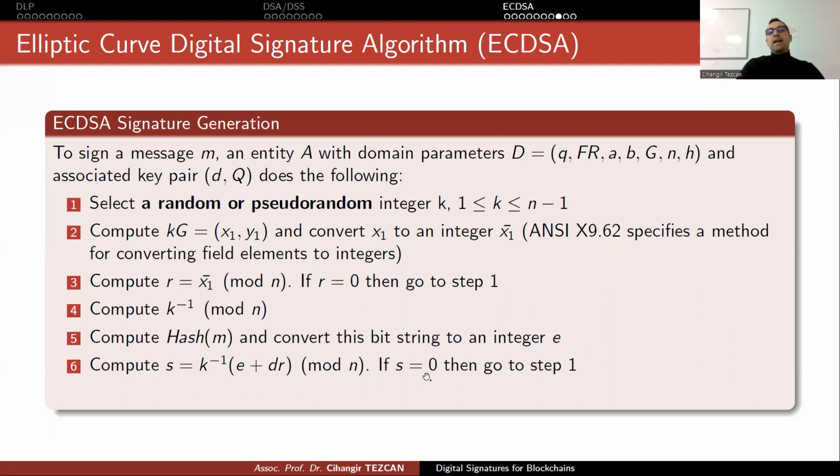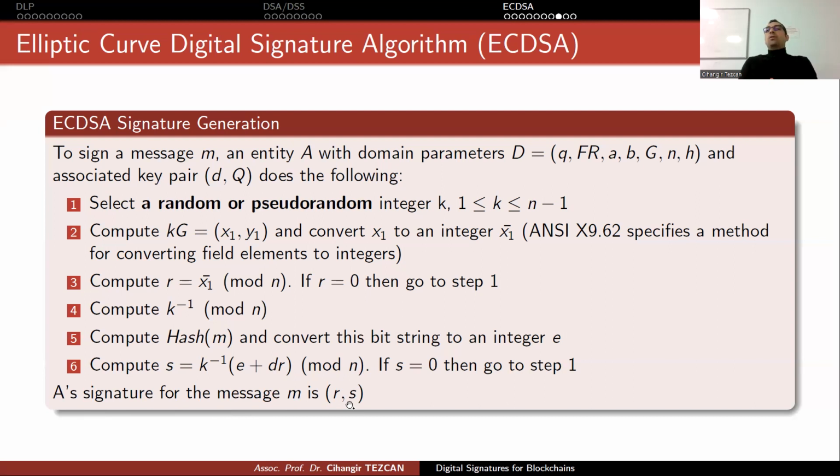So you obtain S. Again, if S equals 0, this is not acceptable. You go to step 1, choose another random key, and perform these steps again and again. But at the end, if R and S are different than 0, a signature for the message M is R and S. So this is important.